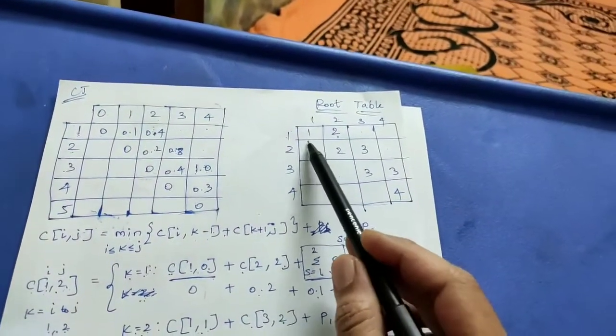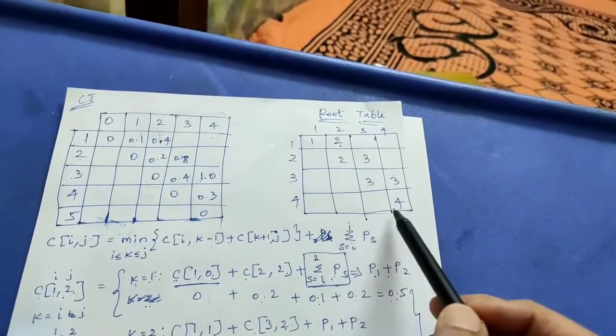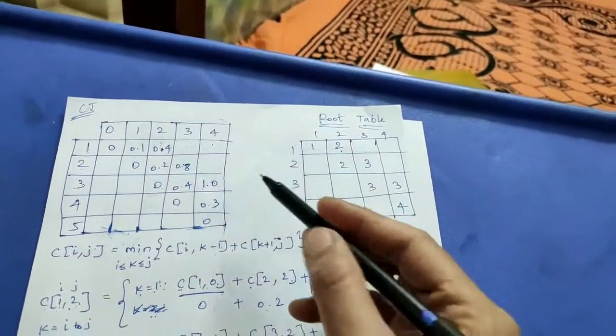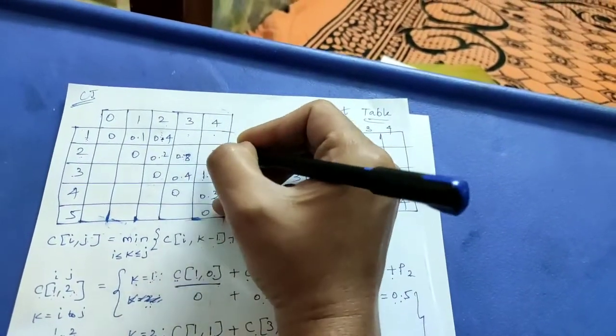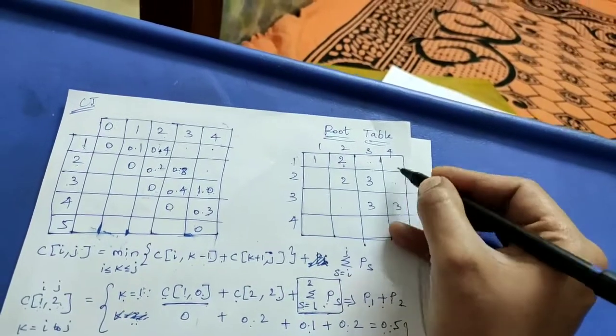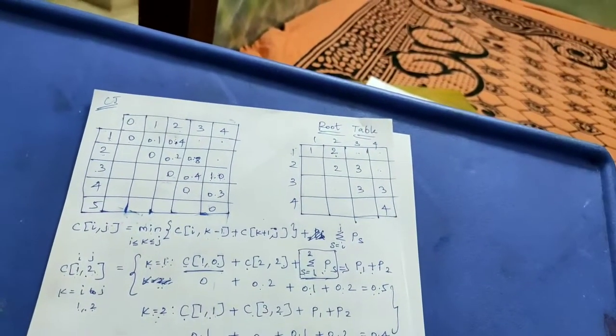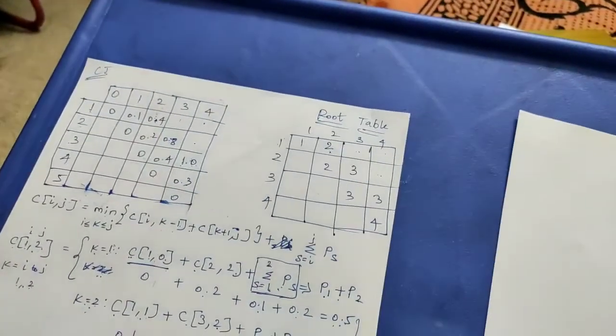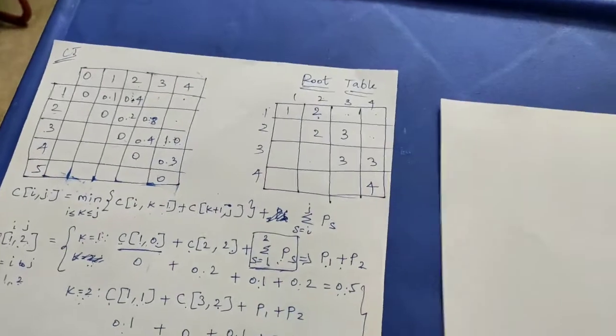In the root table also I have filled 2 upper diagonals. Now I have 2 more diagonals left out, this location and this, and here also I have left out these 3 locations, that is 2 more diagonals I have to fill using the same formula. So let us see how to fill the remaining locations.